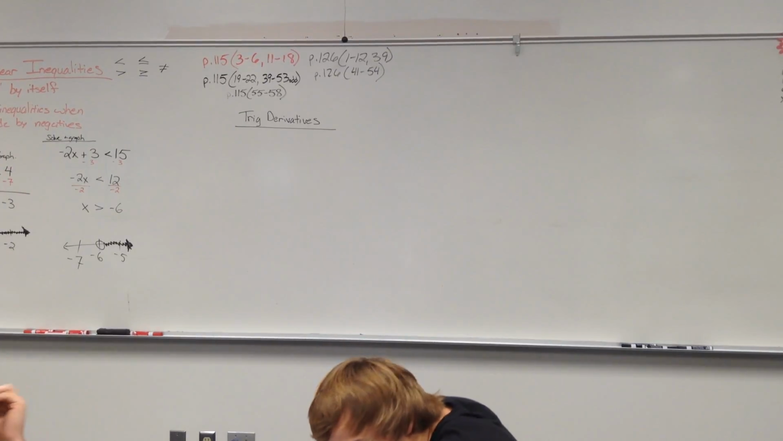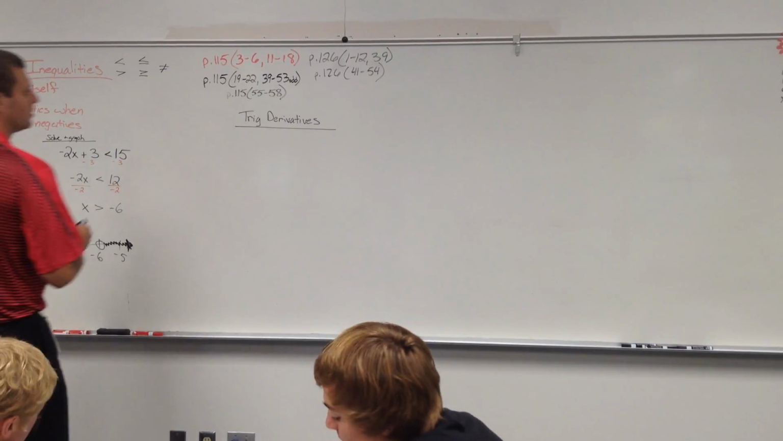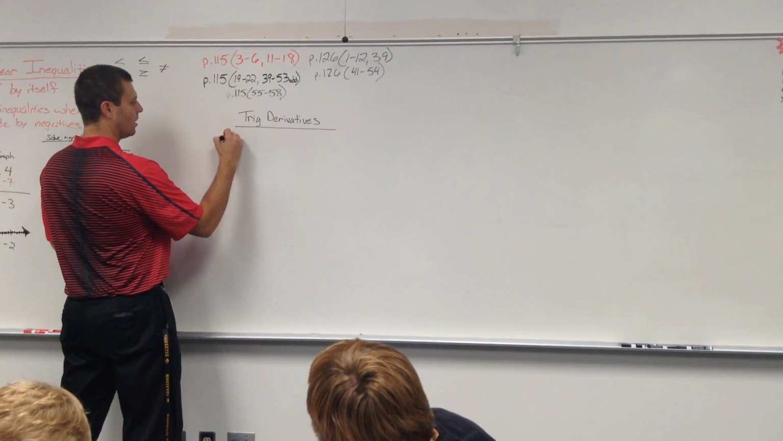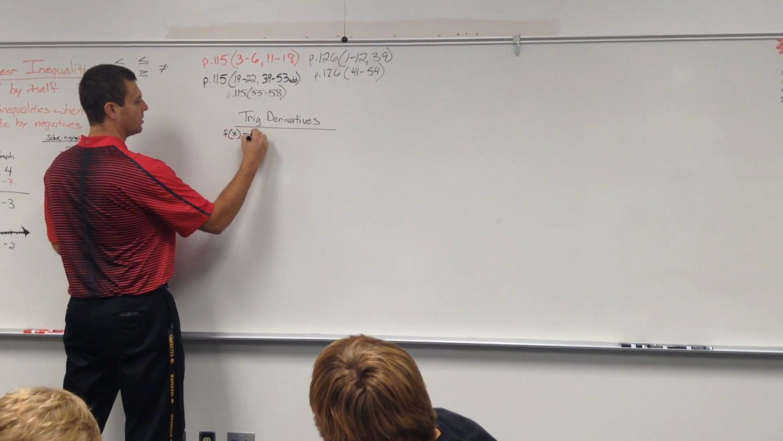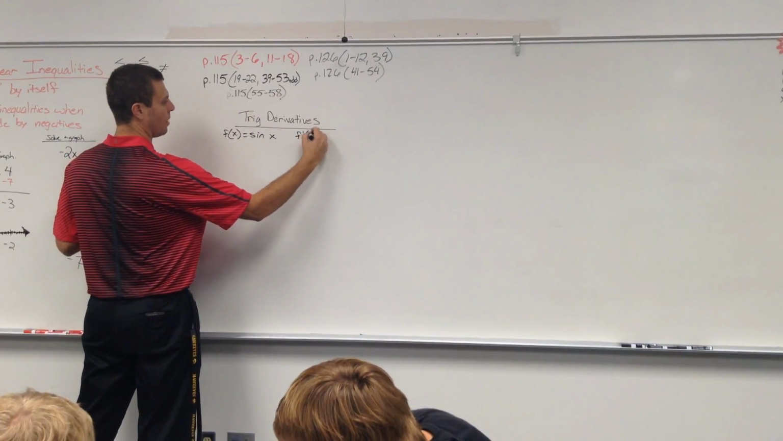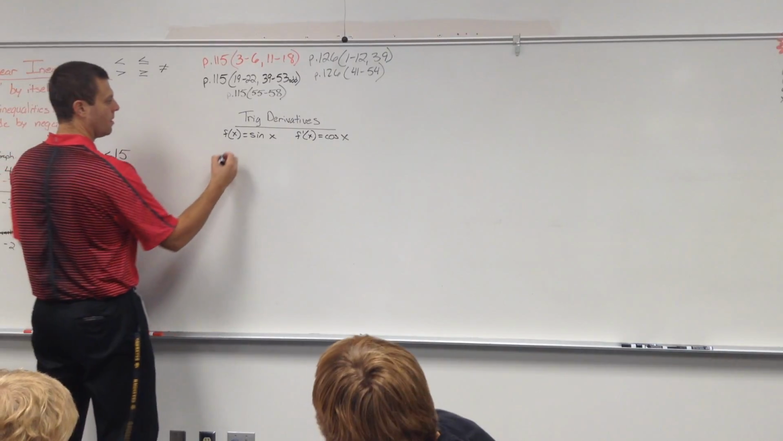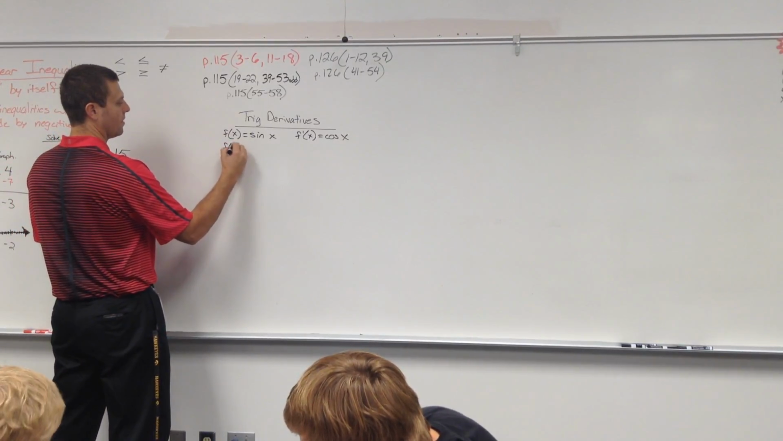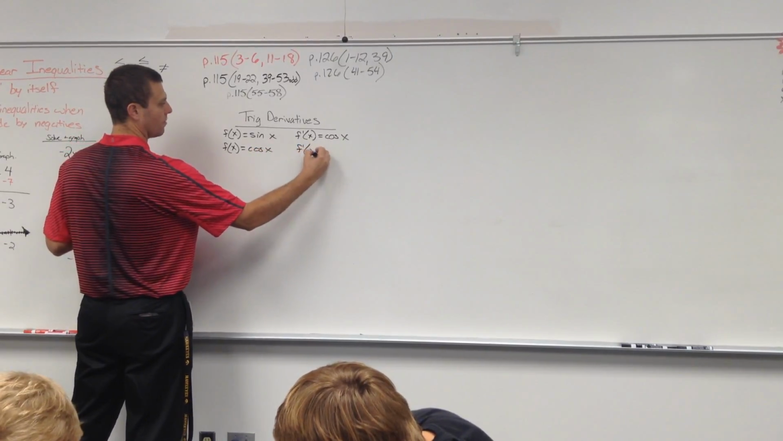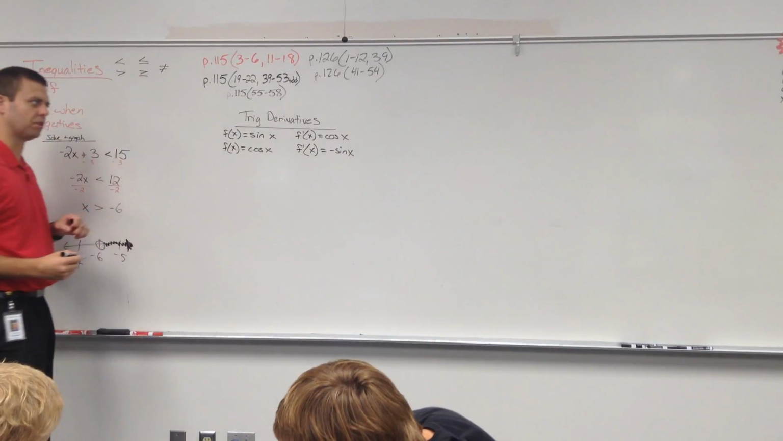All right, trig derivatives. We know that the derivative of sine is cosine. Okay, so if f of x equals sine x, then f prime of x equals cosine x. We know that one. And if f of x equals cosine x, then f prime of x equals negative sine x. We know those two.